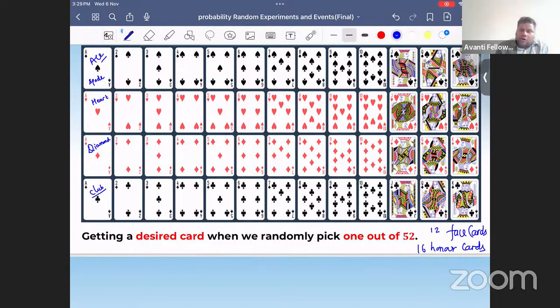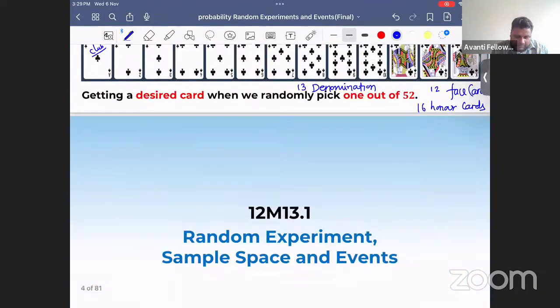All right. These are called 13 denominations. Every suit has 13 denominations: ace, 2, 3, 4, 5, 6, 7, 8, 9, 10, then jack, then queen, and then king. All right. I hope everybody is clear about the cards.